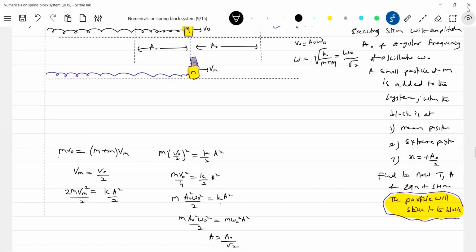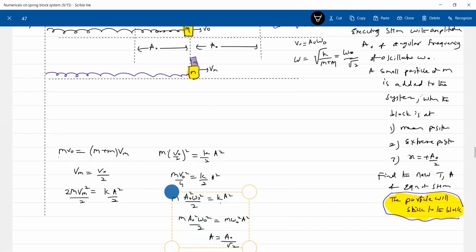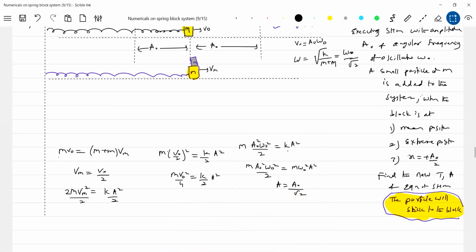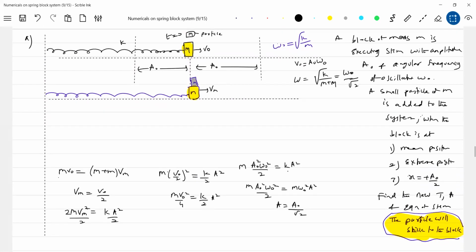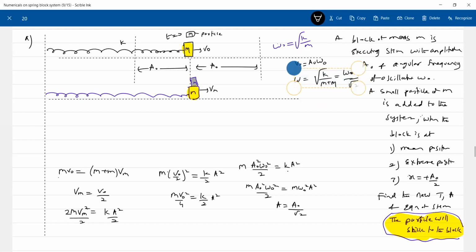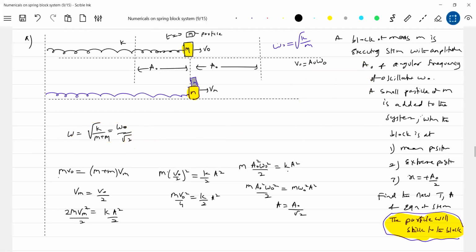Now look at the conditions. What will happen to the amplitude of oscillations? Increases or decreases? If a system is executing SHM and at mean position mass is added, what is the first case? At mean position, the mass gets added and gets stuck to it. So the time period of oscillation, will it increase or decrease? Okay, we'll keep it here. So the time period of oscillation will increase, and the amplitude of oscillation will decrease.